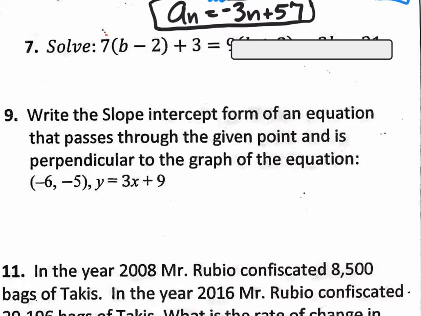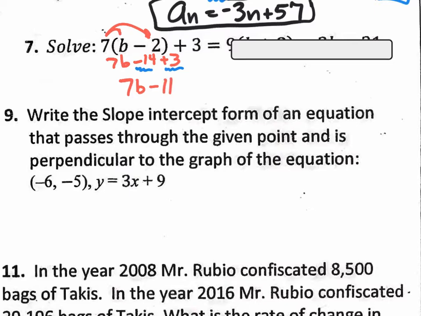I want to distribute 7 times b, that's 7b. 7 times negative 2, that's negative 14. And then I'm going to bring down the plus 3. After distributing, there is combining like terms. Negative 14 plus 3. So the 7b comes down one more time. And over here, negative 14 plus 3, that's negative 11 or minus 11.